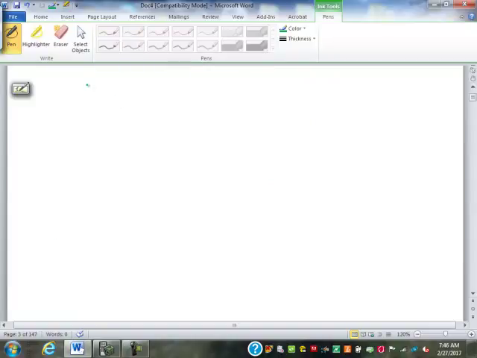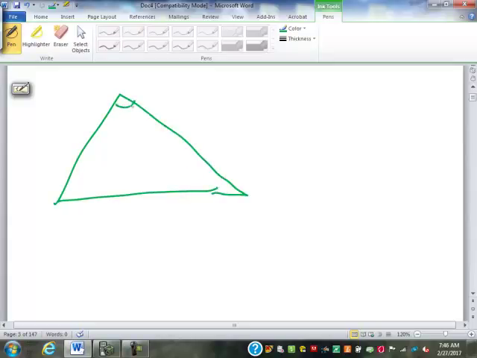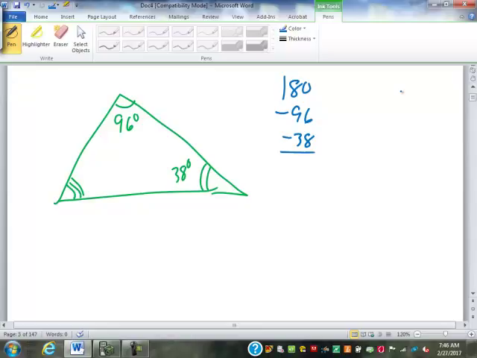Okay, we've already talked about a triangle. If I know two angles of a triangle, I know the third angle. If I tell you that this here is 96 degrees, and this angle here is 38 degrees, what does this angle have to be? How do we find that? Perfect. We subtract those angles from 180 degrees. So 180 minus 96 is 84, minus 38 is 46. So this angle has to be 46 degrees. Does that make sense?